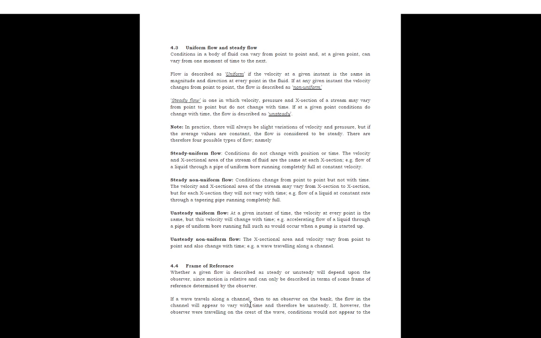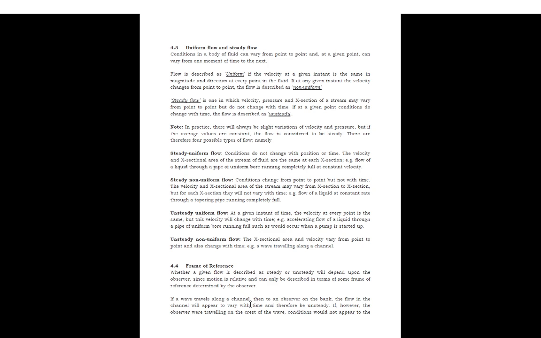So if the properties of flow, that is the velocity and the cross-sectional area, remain the same from one point to another, we're saying then we have uniform flow. If they begin to change from one point to another, if the velocity and cross-sectional area are changing from one point to another, then that is non-uniform.